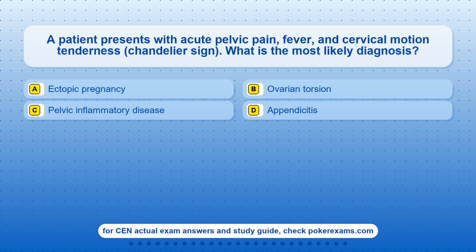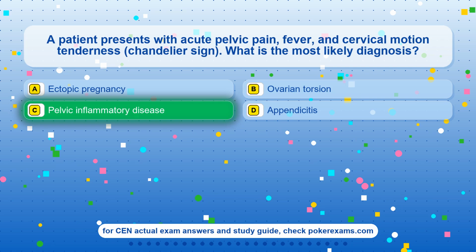Question 25. A patient presents with acute pelvic pain, fever, and cervical motion tenderness, chandelier sign. What is the most likely diagnosis? Option A, ectopic pregnancy. Option B, ovarian torsion. Option C, pelvic inflammatory disease. Option D, appendicitis.